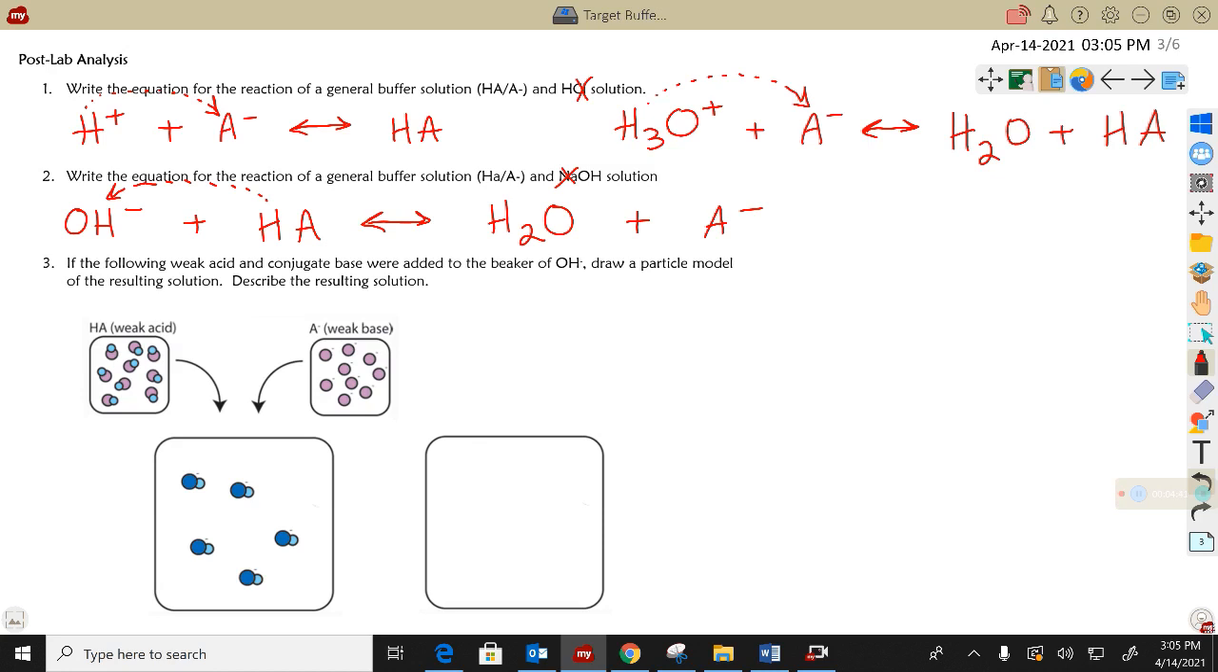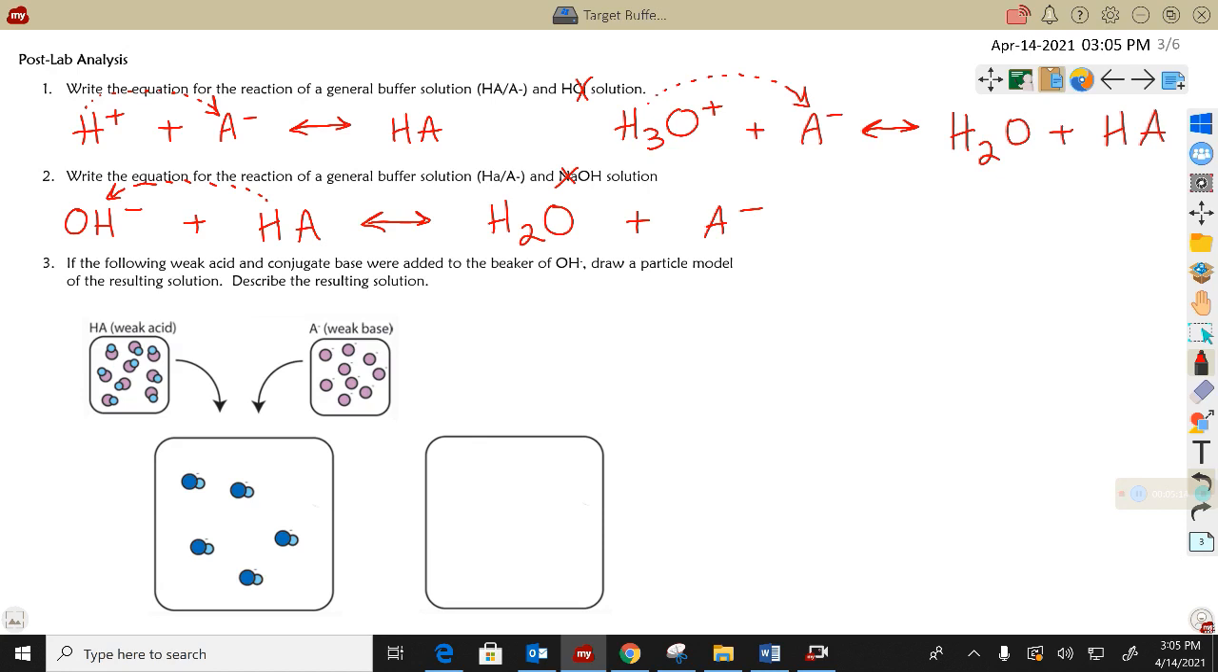Okay, so now I'm really obsessed with these particle models, and so is the AP curriculum. They're obsessed with modeling and looking at particle models as a way to see if you really understand what's happening here, because it's hard to visualize some of this until we break it down to a particle level. So if the following weak acid and conjugate base were added to the beaker of hydroxide, draw a particle model of the resulting solution and describe the resulting solution.